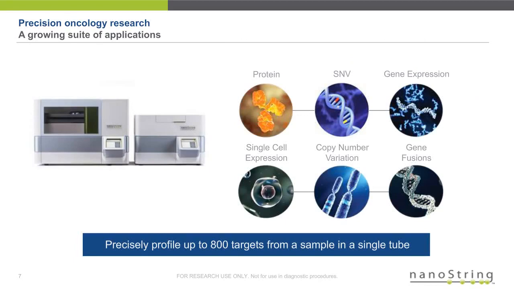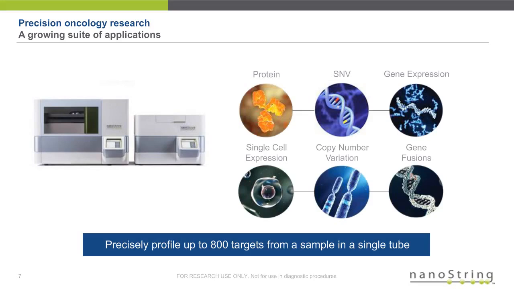So just to tell you a little bit about our platform, on the left here you see the nCounter platform, which is our technology that we use to analyze and count different molecules within the cell. So we can look at protein, we can look at single nucleotide variants, we can of course do gene expression, which again has been our bread and butter for many years, gene fusions, copy number variation, and we have applications where you can go from single cells.